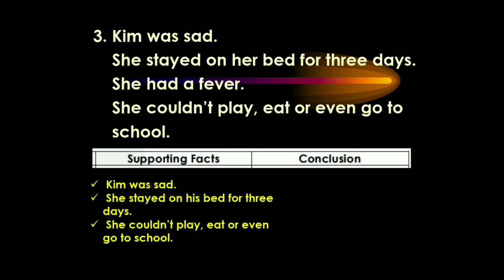Okay, we have: Kim was sad, yes. She stayed on her bed for 3 days. And she couldn't play or even eat or go to school. So that's it. What about the conclusion? She had a fever. Okay, that's correct.